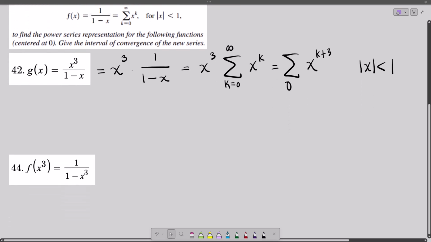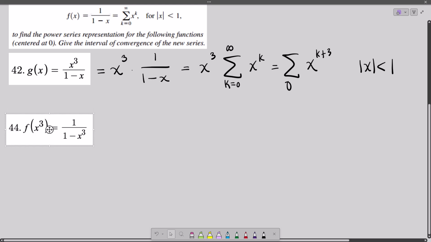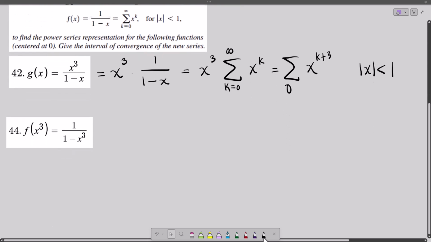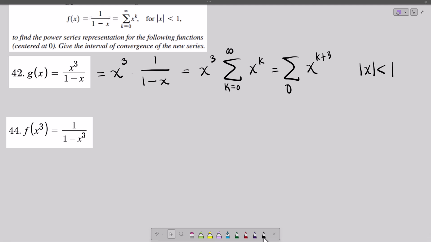All right, now let's look at this one. This one deals with case 3 up there. This is the composition case that feels a little wordy up here. So here's what we do. All we're doing is replacing the x with x cubed. This x right there turned into an x cubed. So all we do to build the new power series is do the same thing on this side. We've got the power series for 1 over 1 minus x. Replace that x with x cubed, we get this.